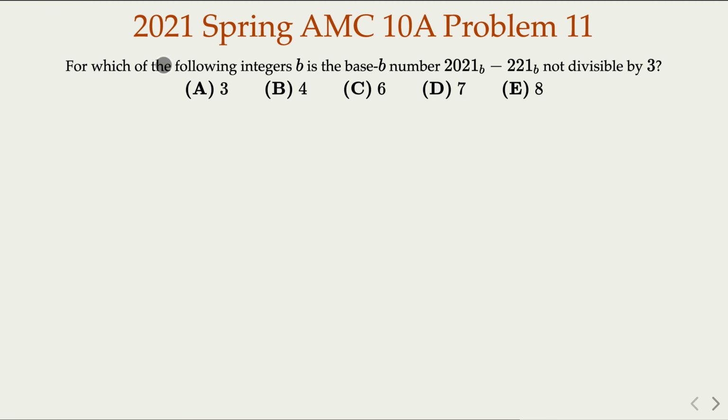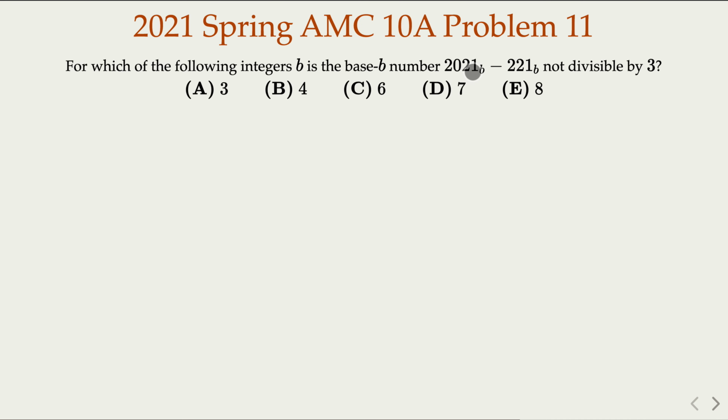In the spring of 2021, there is problem 11, where we are saying that we know some base b, we don't know what b is, and we know that this is not divisible by 3. Okay, so notice that here, no matter what b is, b has to be greater than 2, right? B, 3, 4, 6, 7, 8, or greater than 2.